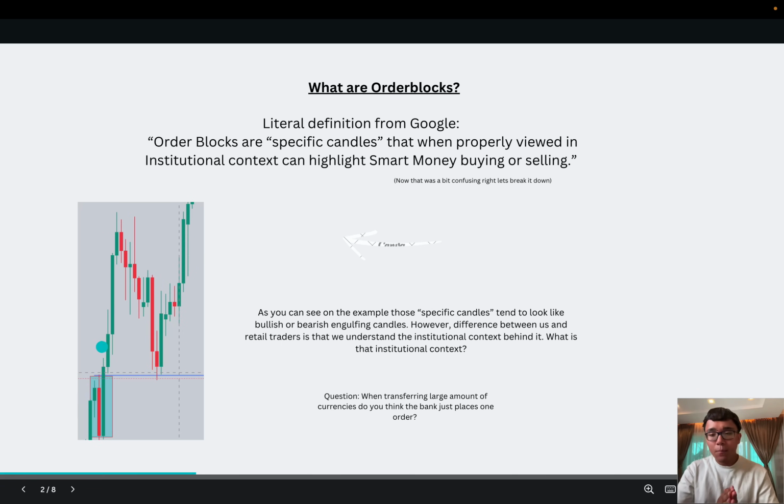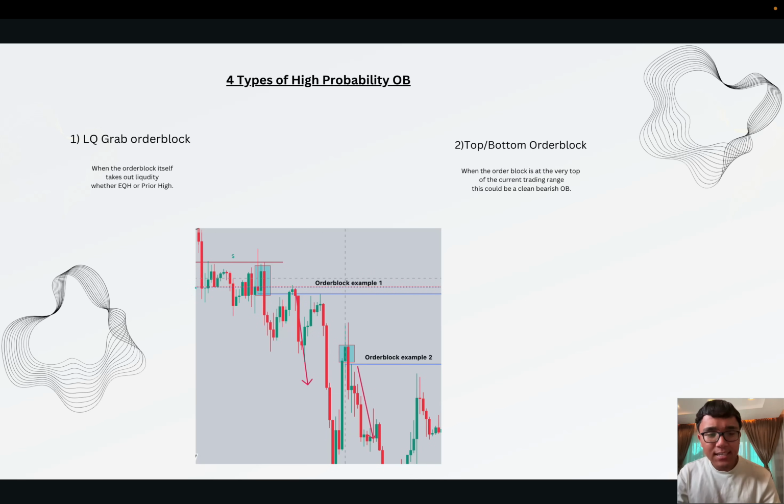Let me show you guys a bearish order block. So as you guys can see here, there are 4 types of high probability order blocks. Out of my 5 years of trading, out of my hundreds of trades taken using order blocks, these are the top 4 which I highly recommend. Now, the first order block is when the order block takes out liquidity and continues to the downside.